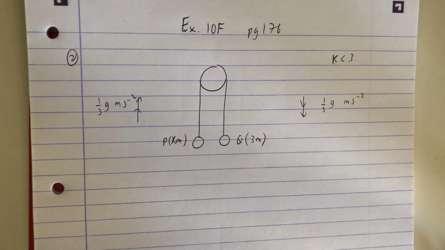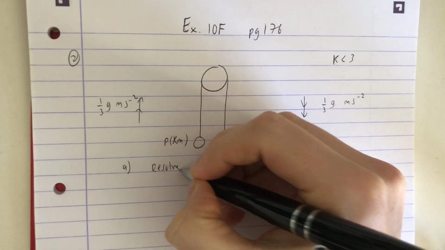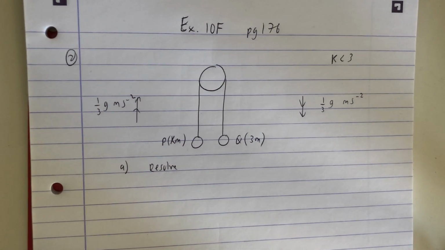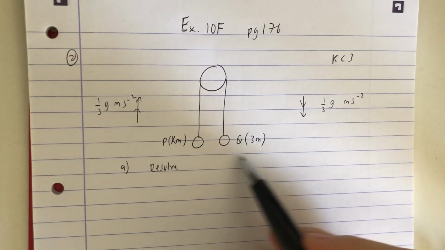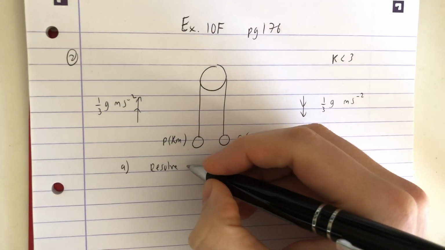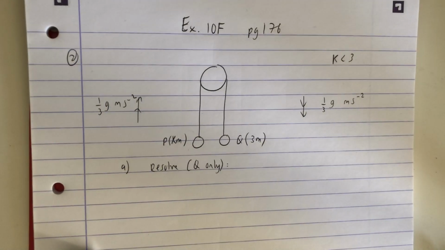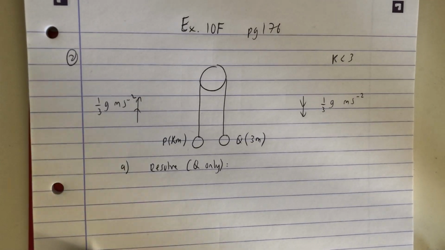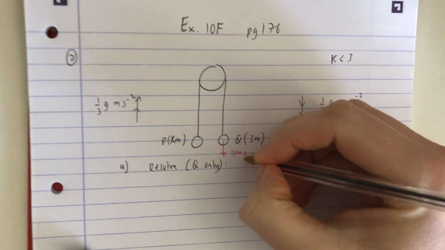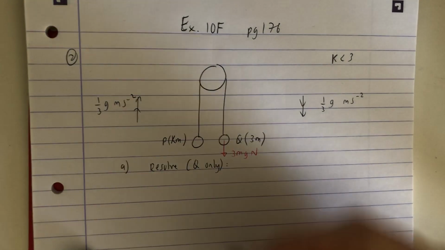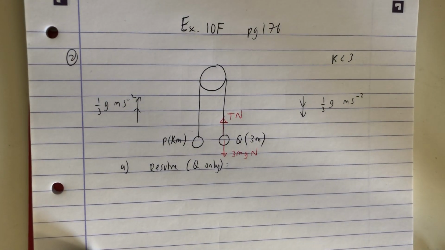Okay, so you want to resolve one of these. There are lots of unknowns for P, which has got km. This one's got 3m. So I think we resolve Q only. What forces are acting on Q? Well, it has a weight, 3mg. It's attached to a string, so there's a tension, T newtons, and that's it.